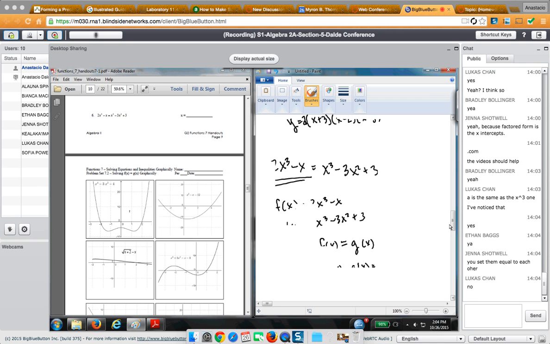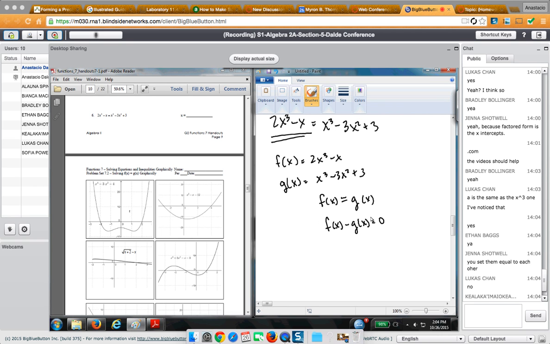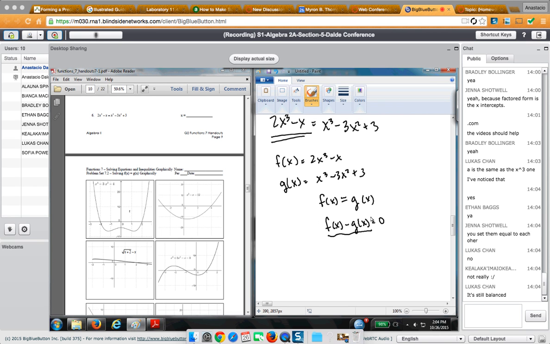And we can say that this is some new function, f of x minus g of x. We can even call it h of x if we want. I don't think I will, but I'm just saying we could. Equals 0. Essentially, all I'm doing is asking you to find the zeros of this new function, f of x minus g of x, on the left-hand side. Are we cool with that?